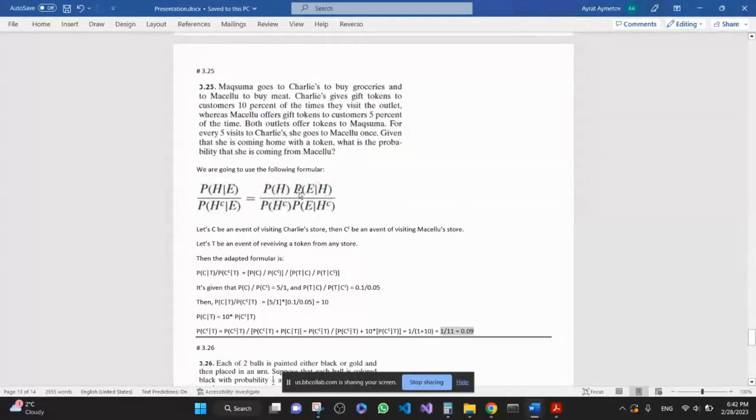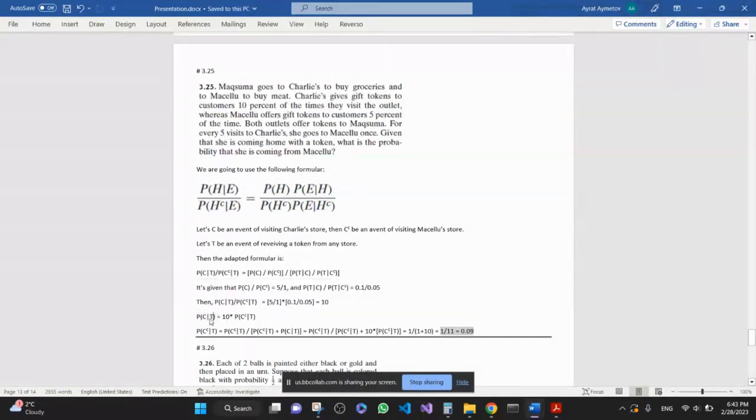So we have this part and we have this part of the formula. Now I can find this proportion. It's the proportion of having a token from Charlie's store to having a token from Marcelo's store. It's equal to 10, because I put all the numbers here, here, here, here, and I get 10.